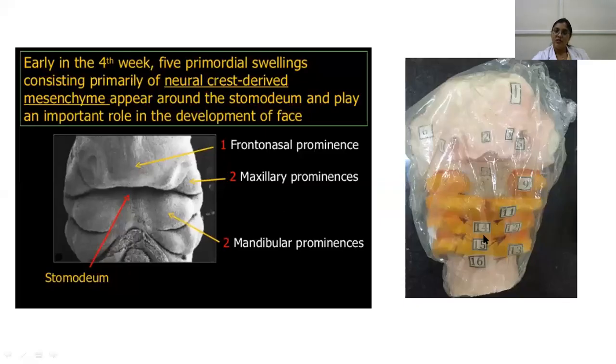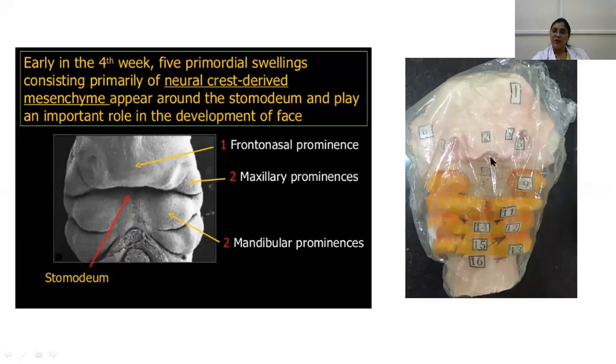And then here, the development of the face is being shown. You can see this is the frontonasal process which comes here. And this part is the stomodeum around which the processes come. So this is your frontonasal process coming down like this. This is your mandibular arch, or the first pharyngeal arch. And this gives one extension here, that is your maxillary process. So the maxillary process of the first arch, and this is the mandibular process. Then hyoid, this is the second arch.